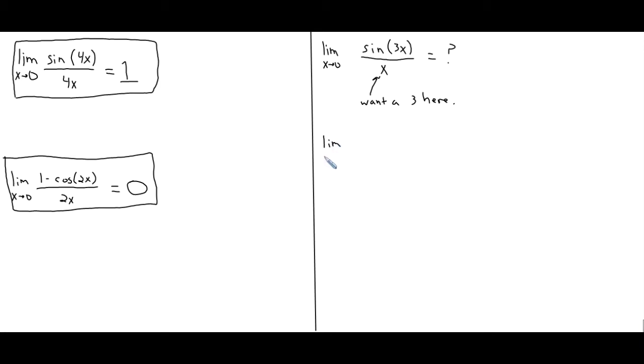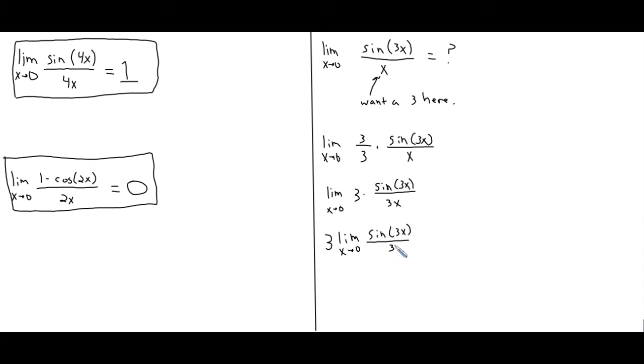So what we can do is we can say the limit as x approaches 0 of 3 divided by 3, which is just 1, times sine of 3x over x. And now we can multiply anything by 1, so this is totally fine. And this can be rewritten as the limit as x approaches 0 of 3 times sine of 3x over 3x. And now we remember that our limit properties state that we can just pull that constant out of the limit and rewrite this one more time as 3 times the limit as x approaches 0 of sine of 3x over 3x, which is 3 times 1, which is just 3.